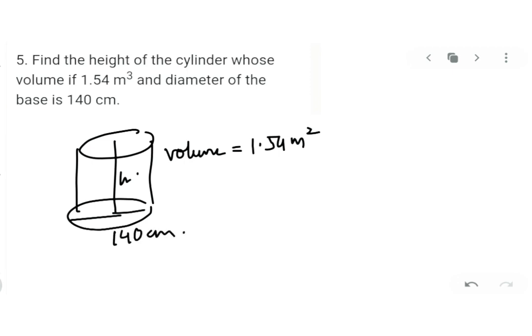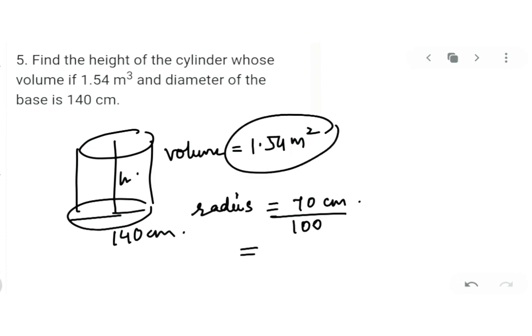If the diameter is 140 centimeter, the radius will obviously be 140 divided by 2, that is 70 centimeter. Perfect. You have to convert this into meter because you have many of the things in meters. So it will be 0.7 meters. Correct? Perfect. Now put the formula of volume.